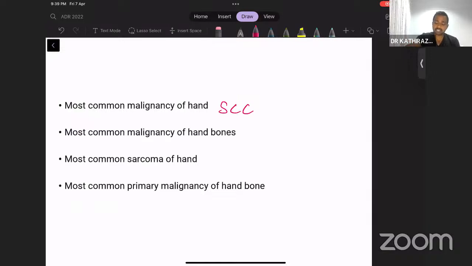Which is the most common malignancy of a hand bone? Hand bone. Malignancy, not a sarcoma. Answer, Mohan. Easy, right? The most common malignancy of a hand bone is metastasis, usually from lung.